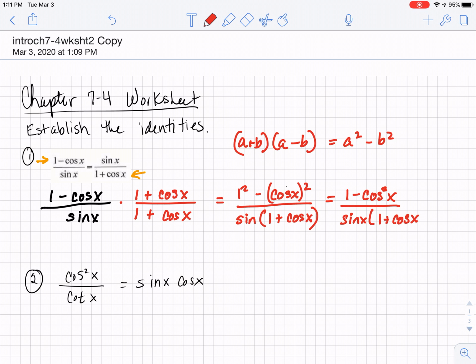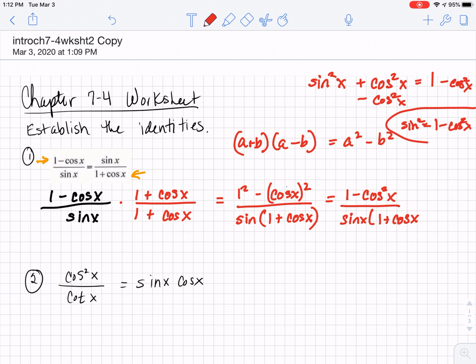I'm going to remind you again of the Pythagorean identity, which is sine squared of x plus cosine squared of x is equal to 1. And if I were to get the sine squared by itself, I would subtract cosine squared x. So to remind you, sine squared x is equal to 1 minus cosine squared x. I'm going to take that right here and substitute in sine squared x for that. So when I do that, I'm going to get sine squared x on the top, and over sine x, I'm just rewriting this part down here, times 1 plus cosine x.